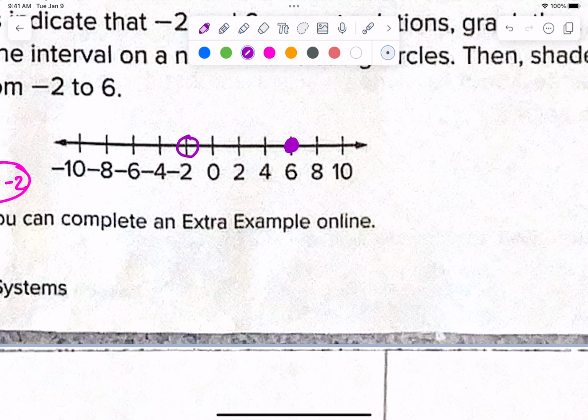Okay? Oh, wait. I said open. You said open, right? Open and open. Less than 6 is here. And greater than negative 2 is here. So it's all the numbers between those two, negative 2 and 6. Right?